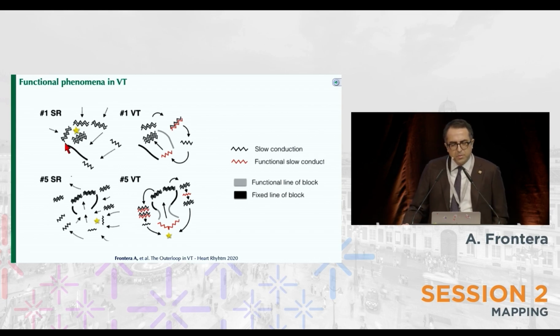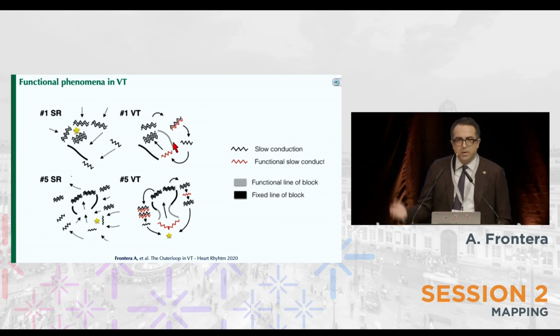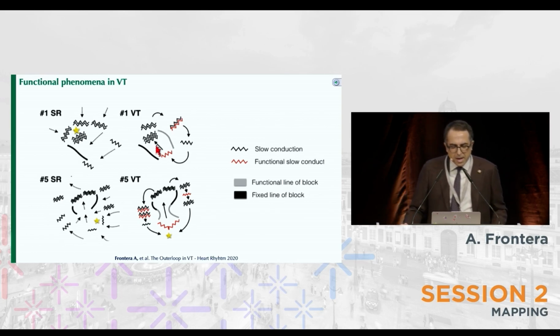And you see, during sinus rhythm, you have a line of block, just one. The second line of block is therefore functional. It does not exist during sinus rhythm. And this functional line of block exists because of the rate and the direction of the wavefront. And this VT exists because of the functional line of block, and the functional line of block exists because of the VT. So this is magic. This is lovely. How beautiful is cardiac electrophysiology?